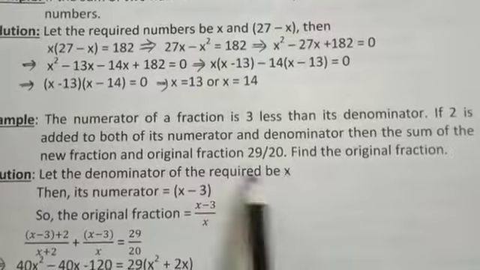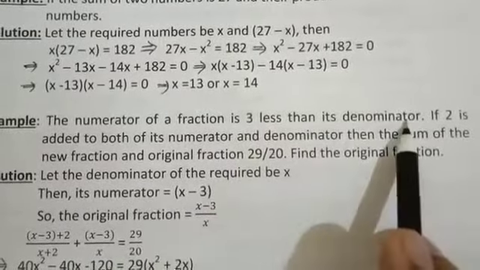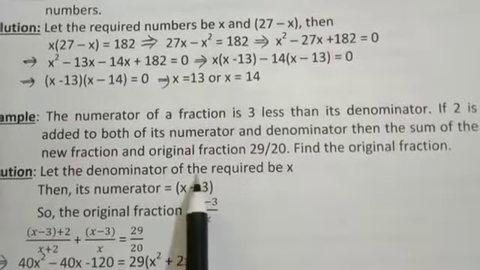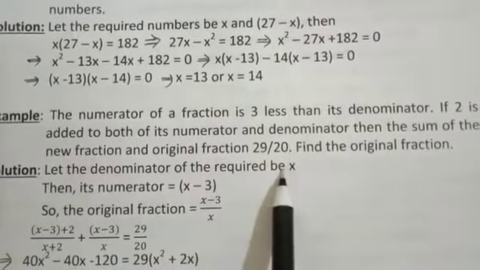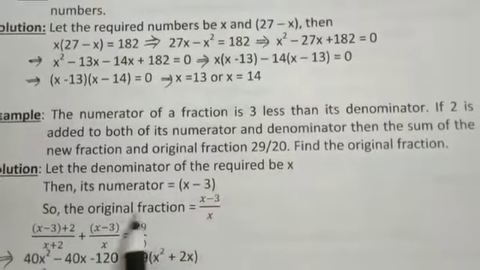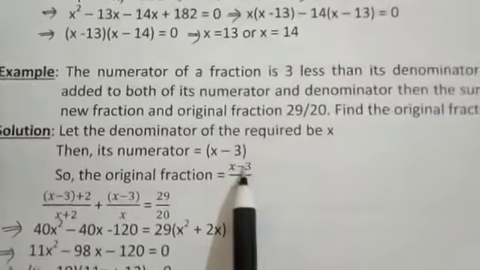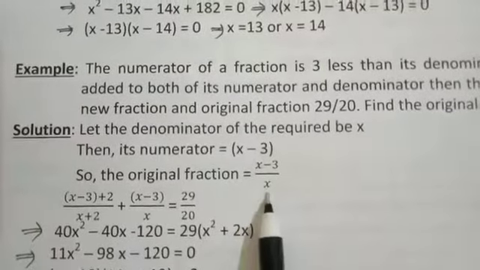Now the solution part: we will assume the denominator to be x. Looking at the first sentence, the numerator of the fraction is 3 less than the denominator. So if we take the denominator as x, the numerator will be x minus 3, and so the original fraction will be x minus 3 divided by x.